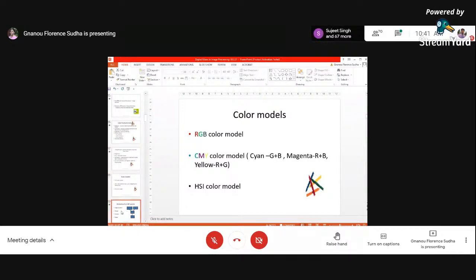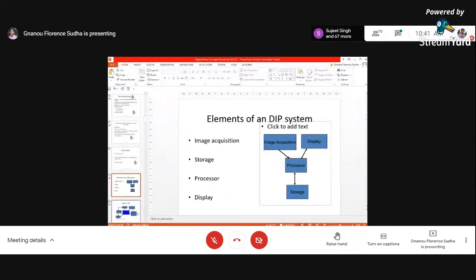So what are the steps of the image processing system? When you look at the image processing system, the parts are image acquisition, then the display, then a processor, and then the storage. So we need to acquire the image, store the image, process the image, and display the image.